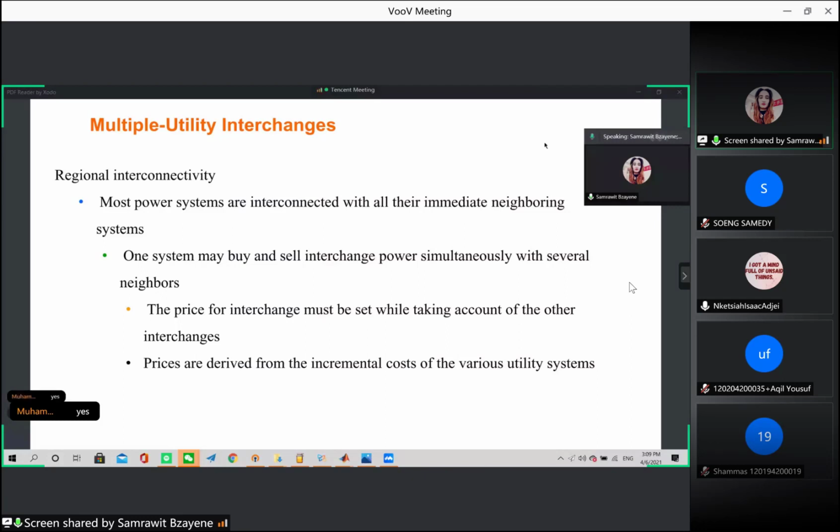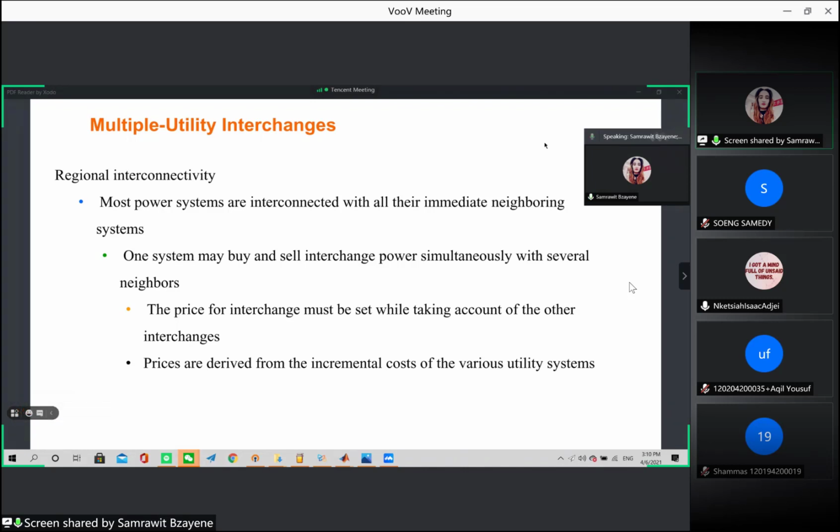I will present the multi-utility interchange. Most power systems are interconnected with all the immediate systems. So one system may buy and the other system may sell. So this interchange power.